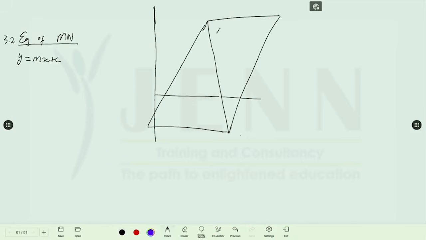Then we are having the x-axis. We are having 45 degrees, which will be point T. We are having Q. The coordinates of Q are -2 and -3. Then we are having point M. This side equals this side.